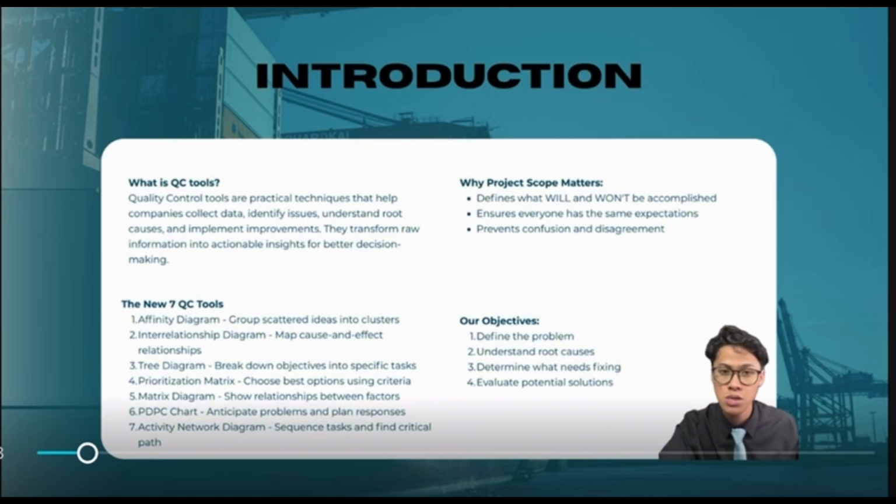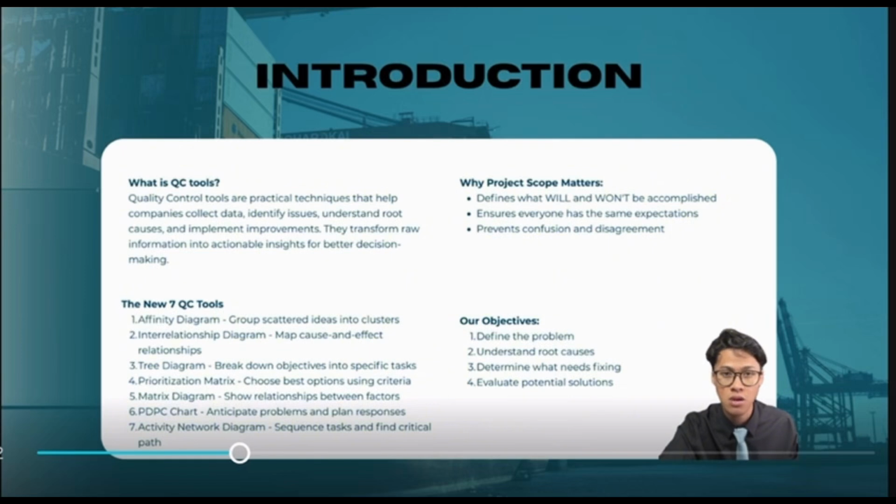First thing is, what are QC tools? QC tools, simply put, are systematic methods that help us identify, analyze, and solve quality problems in our organization. These tools are powerful because they transform raw data into actionable insight that drives continuous improvement. There are 7 key tools we'll be focusing on, known as the new 7 QC tools.